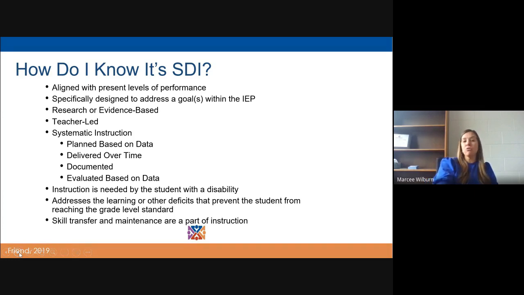So this is your little checklist that you can go through and look at students' IEPs, or as you're writing specially designed instruction into your IEPs, think about these things and how this is going to take place within your day-to-day practice.